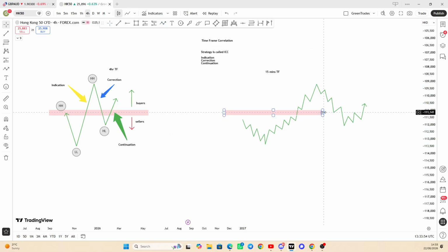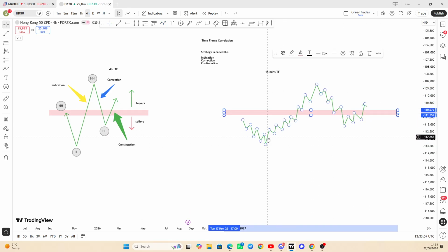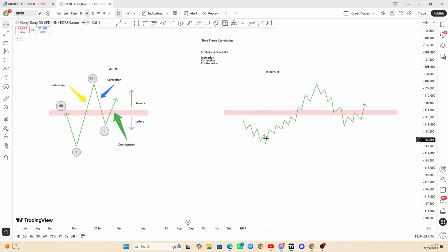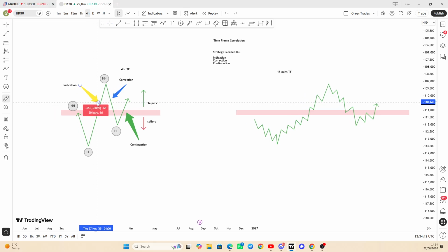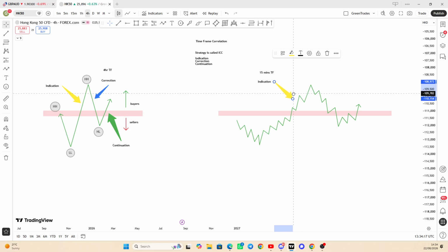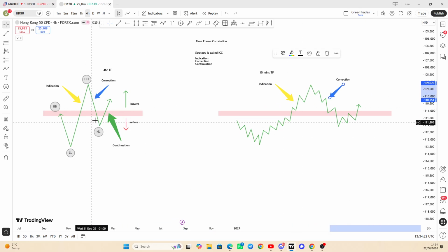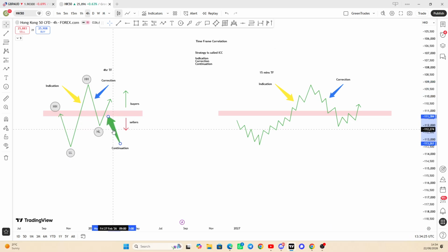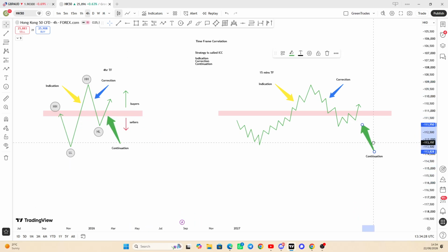So the 15 minutes time frame, you're going to see something like this, right? And why are you going to see something like this? So this part is going to be that part, right? And then you're going to see the indication as well. So if you come here, that's going to be your indication, right? And then this one will be your correction. And then this one will be your continuation, right?